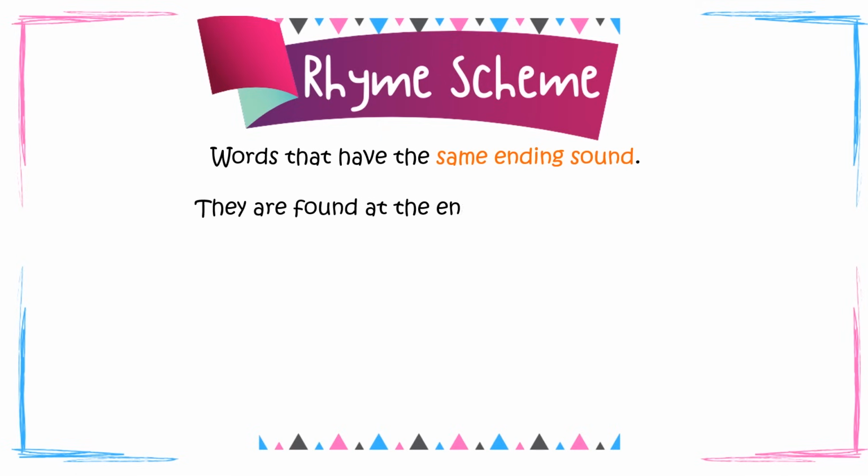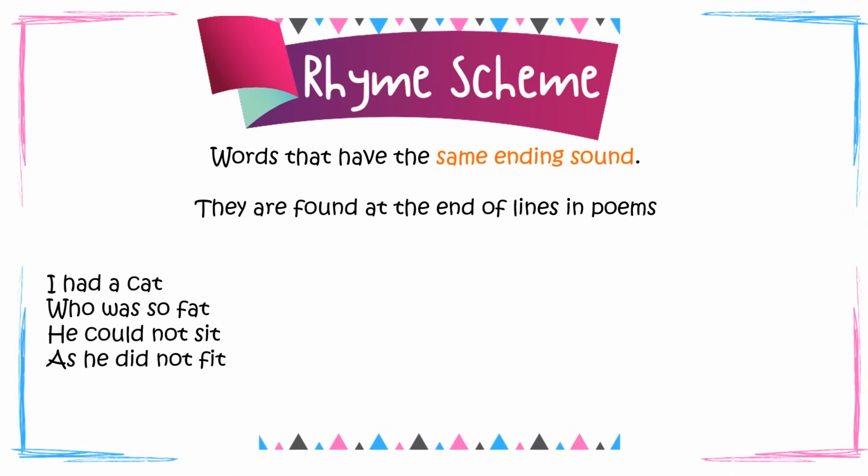Where do we usually find rhyming words in poems? Rhyming words are found at the end of lines in poems. Now let's look at a poem. Let's find out the rhyming words in the poem. I had a cat who was so fat, he could not sit, as it did not fit.